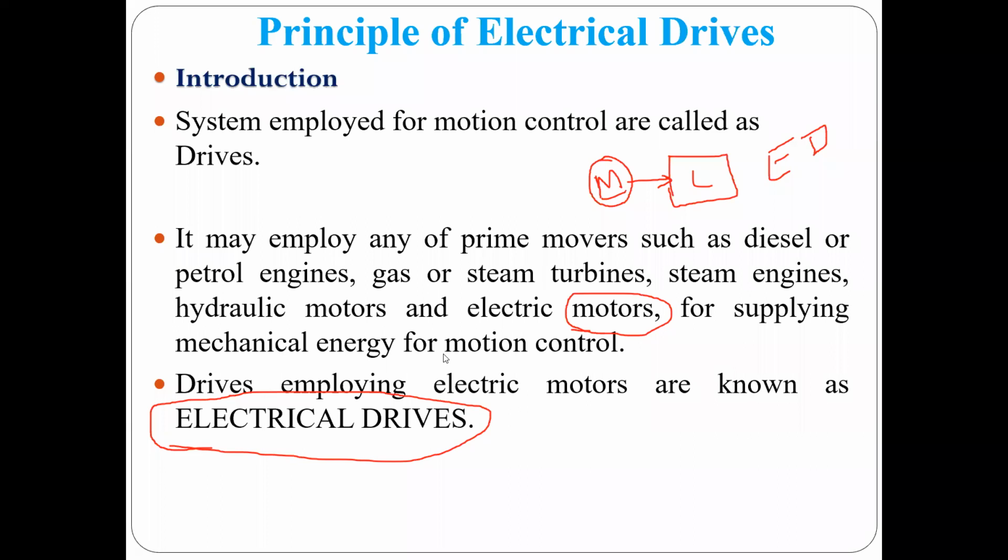It is used to control the motion of the system. Drive is used to control the motion of the system, or to control the speed of the system. The exact definition is: the drive is nothing but the system which is designed to control the speed of the load, to control the motion of the load, to control the velocity of the load. Is it clear? That system can be called a drive.